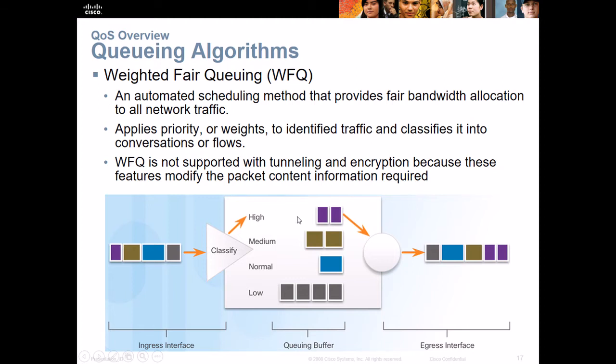Everybody, depending on how big you are, you go into a specific queue. Now, the only problem with that also is you need to look at the actual data. So if the data is encrypted, it becomes a problem, WFQ. No tunneling and encryption because the feature modifies the packet content information.